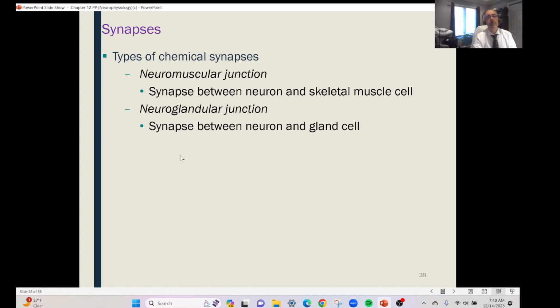So, different types of chemical synapses. We have the neuromuscular junction, right? This was also studied in a previous lesson. This is the synapse between the neuron and the skeletal muscle. But we could also have a chemical synapse between the neuron and the gland, right? So this would be called the neuroglandular junction. And this is how a nerve would stimulate a gland to release its product.